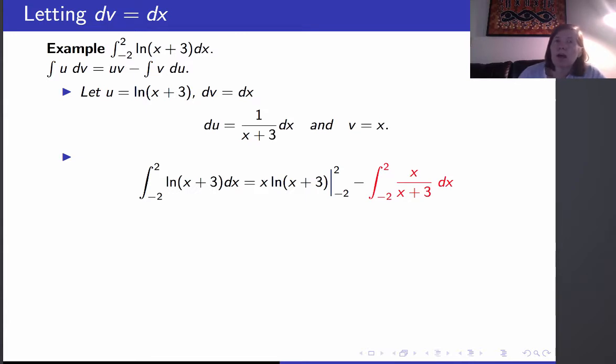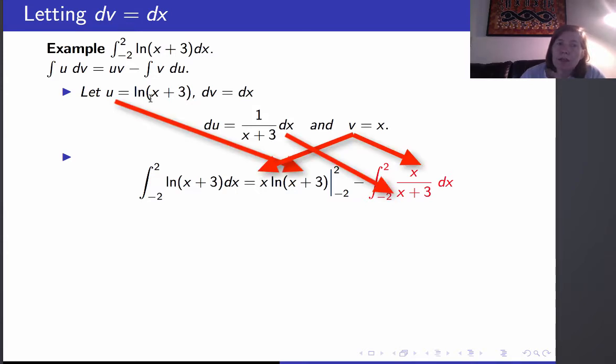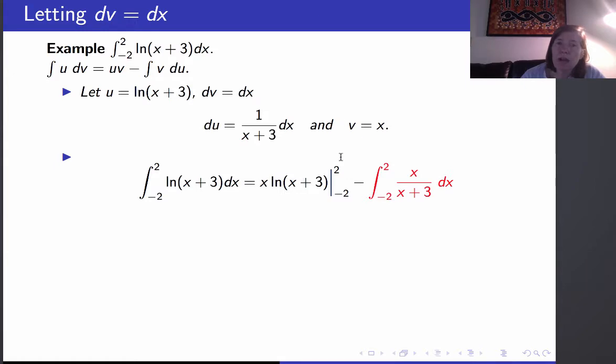So now using our formula, the integral of u dv equals u times v minus the integral of v du. And notice I always write the formula so that I can fit things in there to reduce any human error I might make. So we have the integral of u, the natural log of x plus 3, dv dx, equals u times v, which is the natural log of x plus 3 times x, evaluated between minus 2 and 2, minus the integral of v du. So that's x times 1 over x plus 3 dx.